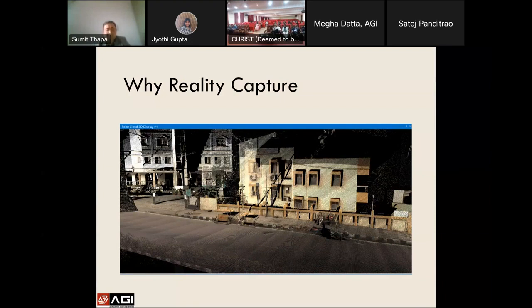Once you do laser capture or reality capture of that particular area, you have everything available with you on your computer. So again and again, you don't need to go. You can measure each and every building, each and every window, down to millimeter level accuracy depending upon the laser scanners.